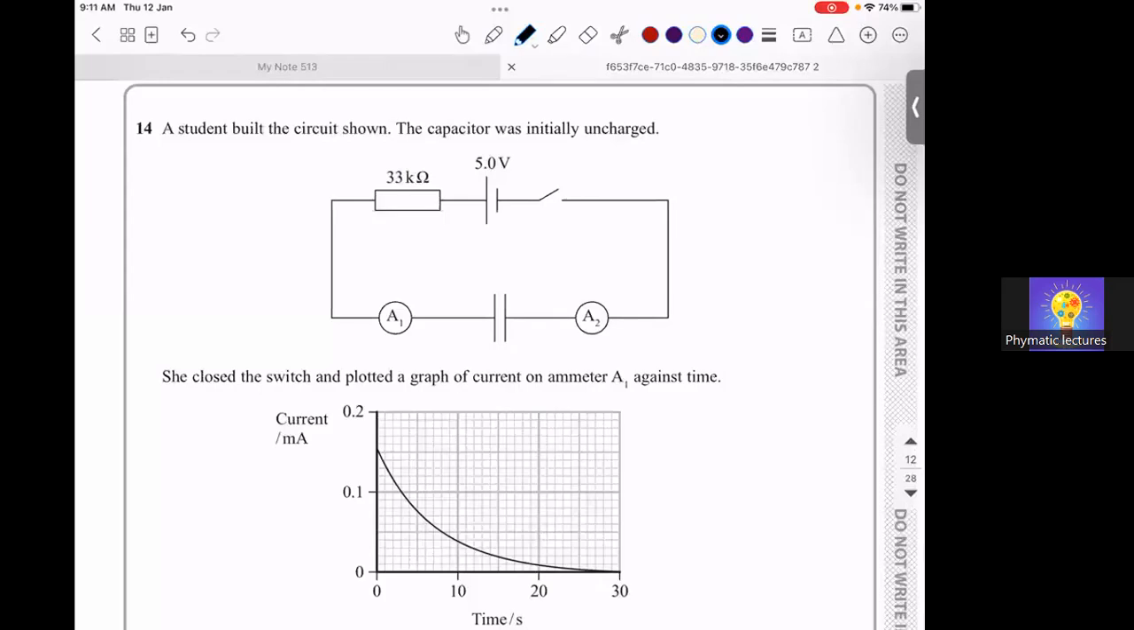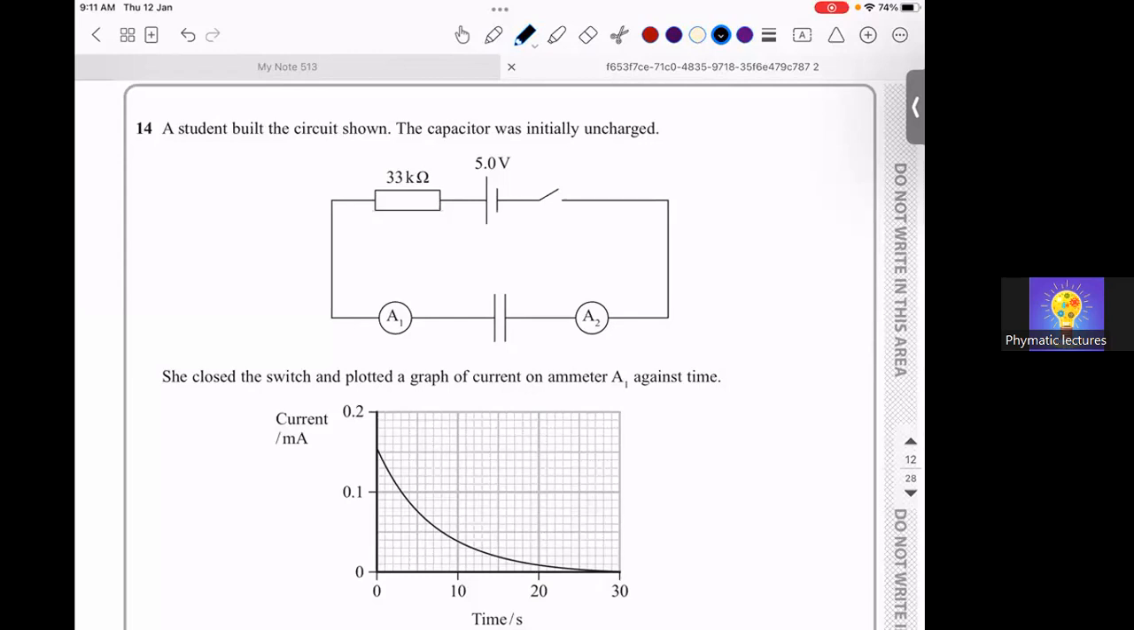Move to question number 14. In this question, a circuit diagram is given in which a battery, a resistor, two ammeters, and a capacitor are shown, correct? And a student built the circuit shown. We'll come to the question.